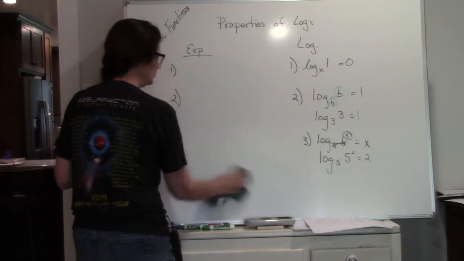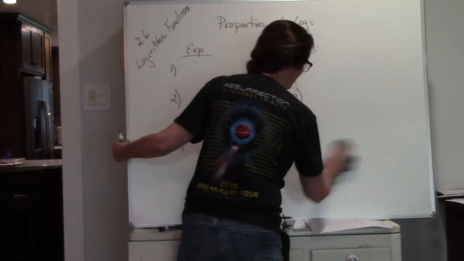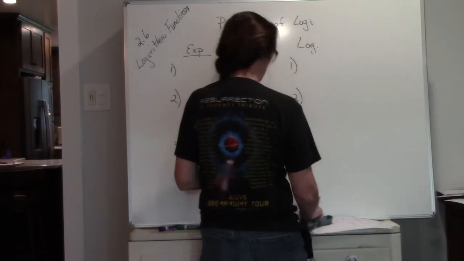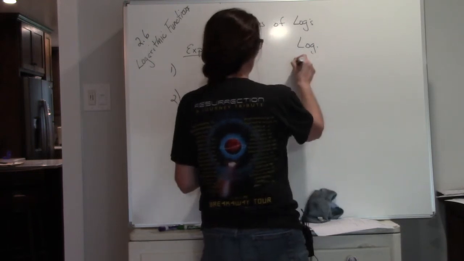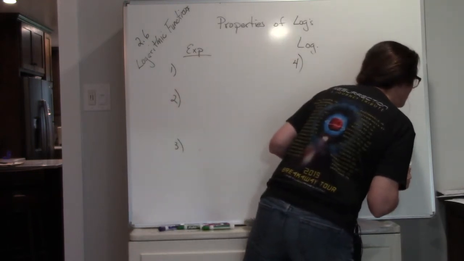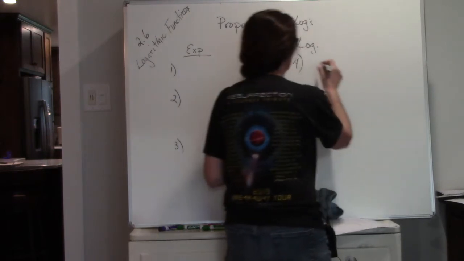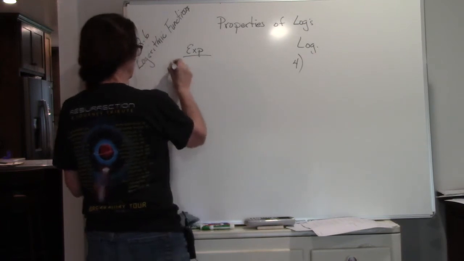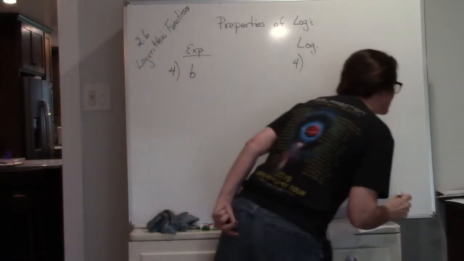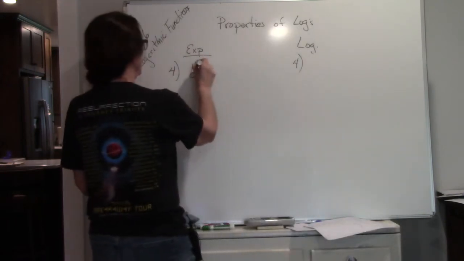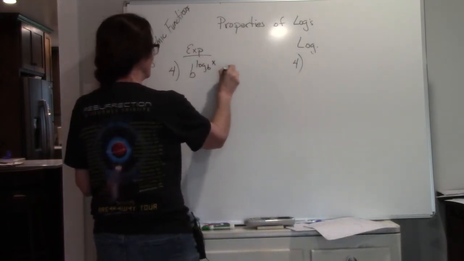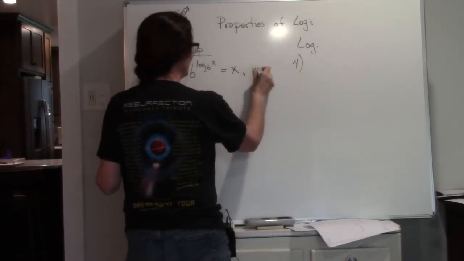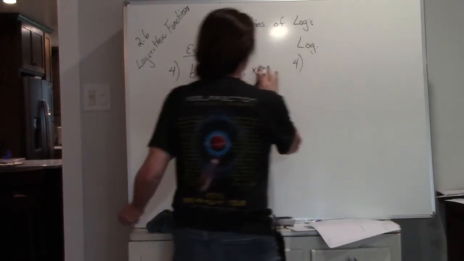So let me continue. These are all the different properties. The fourth one is another play on words. Let me give you the log first. So this is the exponent: b raised to log base b of x equals x again. And x cannot be 0. Oh no, I'm sorry, x has to be greater than 0.